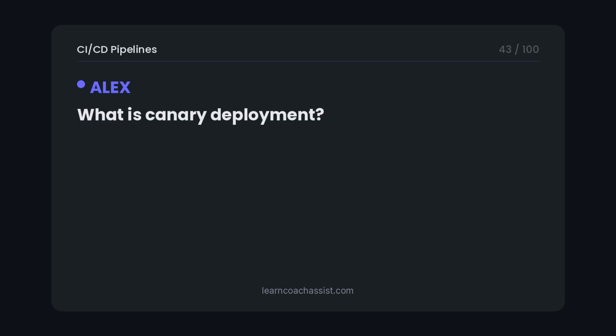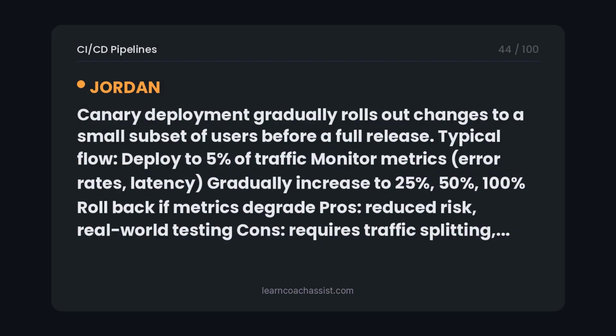What is canary deployment? Canary deployment gradually rolls out changes to a small subset of users before a full release. Typical flow: deploy to 5% of traffic, monitor metrics, error rates, latency, gradually increase to 25%, 50%, 100%, and roll back if metrics degrade. Pros: reduced risk, real-world testing. Cons: requires traffic splitting, needs good monitoring. Tools: Istio, Argo Rollouts, AWS CodeDeploy.